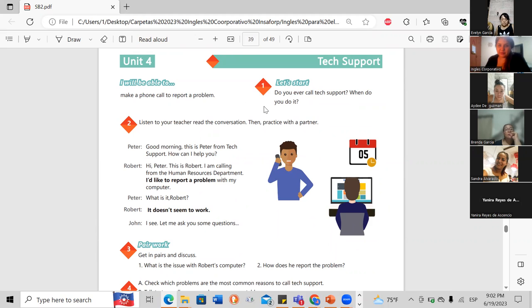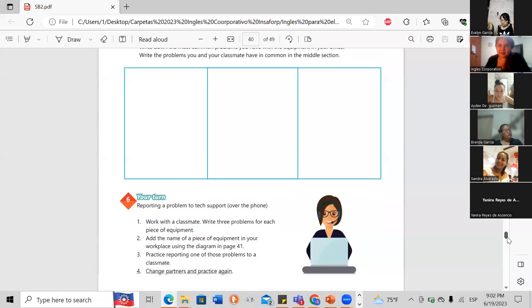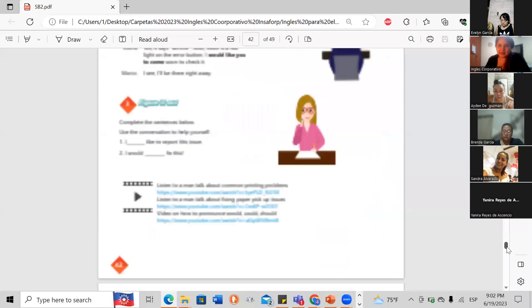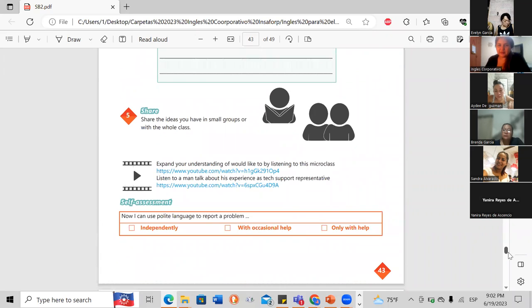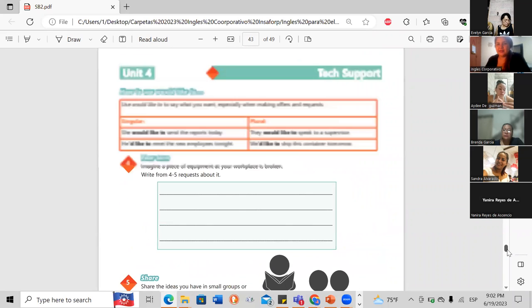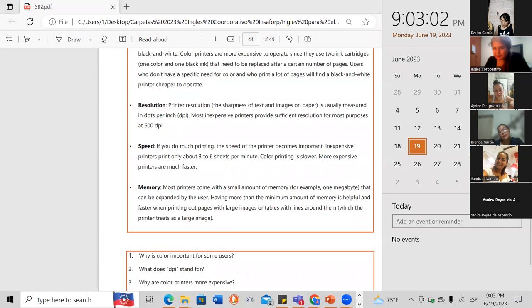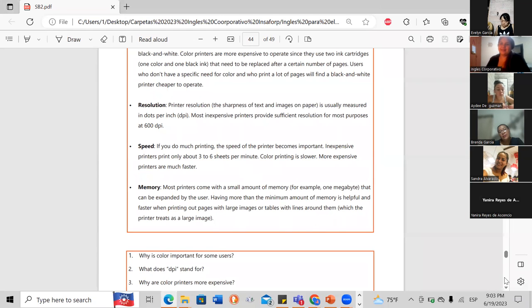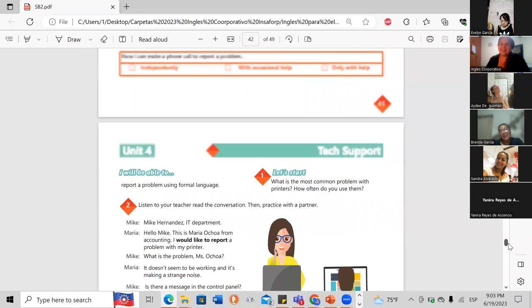Make a phone call to report a problem. Y vamos a aprender cómo reportar un problema. So this is the unit 4. Que vamos a terminar esta semana. Y la otra que vamos a tener clases lunes. Si no me equivoco, lunes y martes de la otra. Porque esta semana van a tener libre un día. Creo que es el 20. Let me see, the 22nd, that will be on Thursday. 22nd, yes.